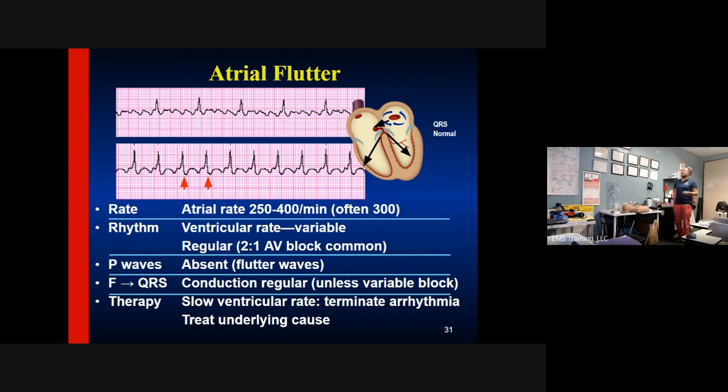So this is a fast rate with an A-flutter. The difference between AFib and A-flutter is that you have flutter waves. It looks like shark fins, little mountainy type protrusions that we have here. So our treatment is directed at treating the underlying cause of the atrial flutter.